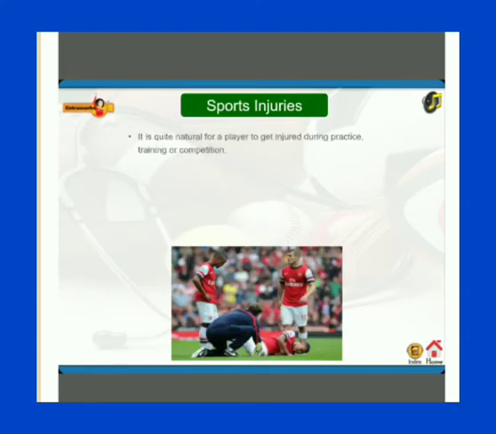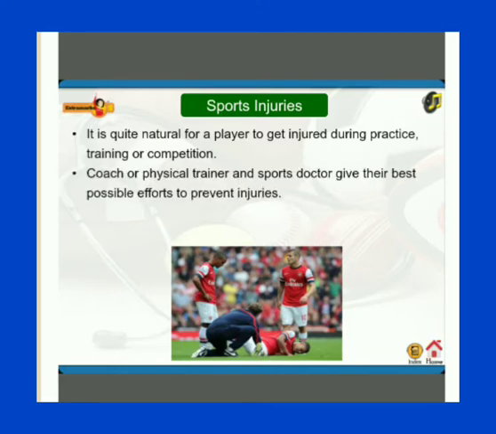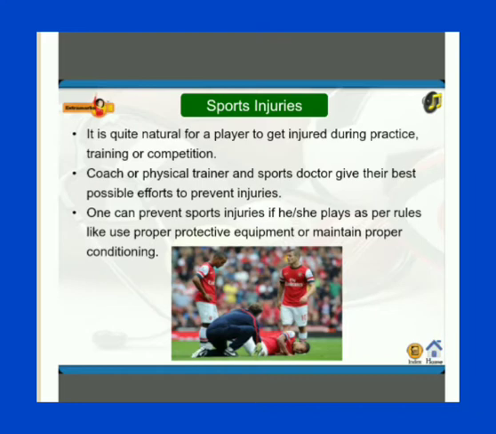Injuries. It is quite natural for a player to get injured during practice, training or competition. The coach or physical trainer and sports doctor give their best possible efforts to prevent injuries. One can prevent sports injuries if he or she plays as per rules, uses proper protective equipment or maintains proper conditioning. Now let's go to the types of injuries faced by athletes in sports.